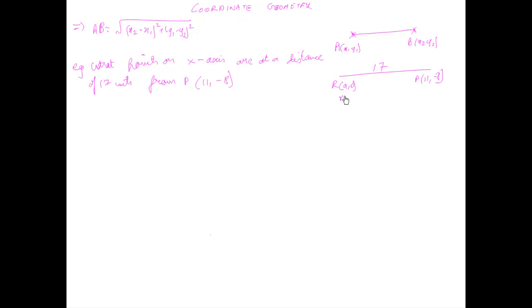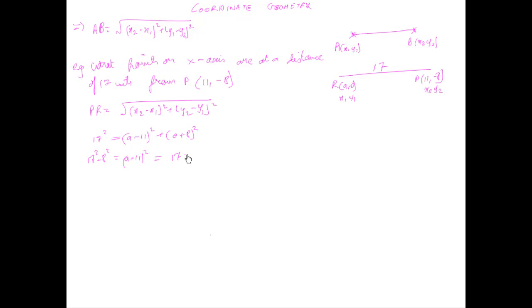Now children, we write down over here x1, y1, x2, y2. Write the distance formula. That distance PR is equal to the whole square root of (x2 minus x1) the whole squared plus (y2 minus y1) the whole squared. That's 17. We square both sides, children. So 17 squared is equal to (a minus 11) the whole squared plus (0 minus (-8)) the whole squared. That's 17 squared minus 8 squared is equal to (a minus 11) the whole squared.